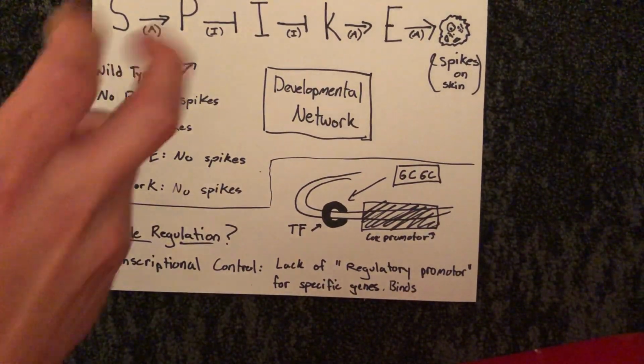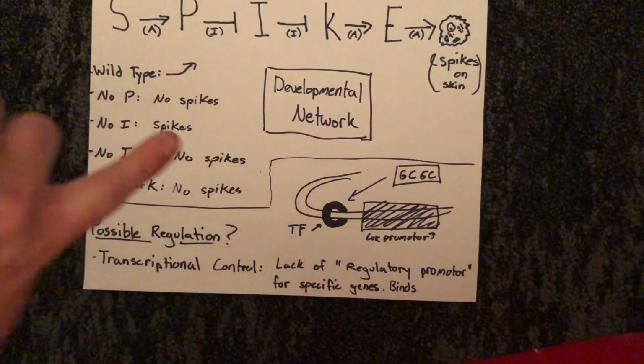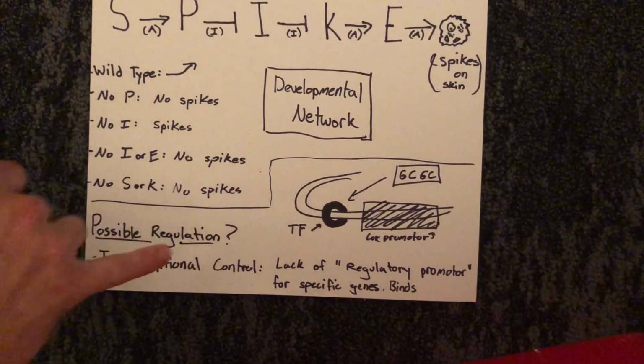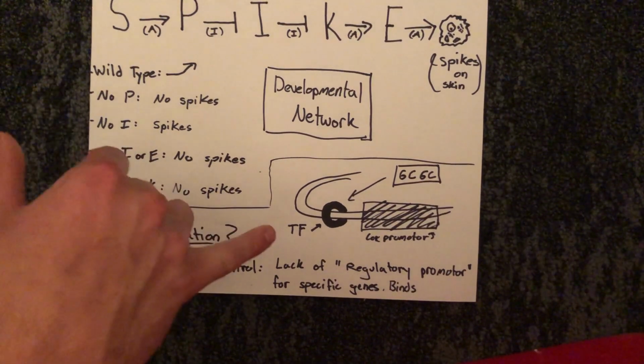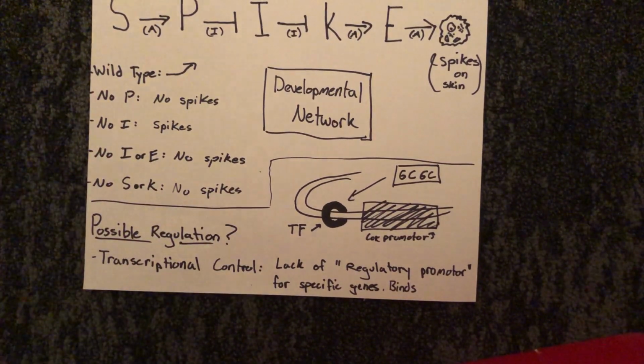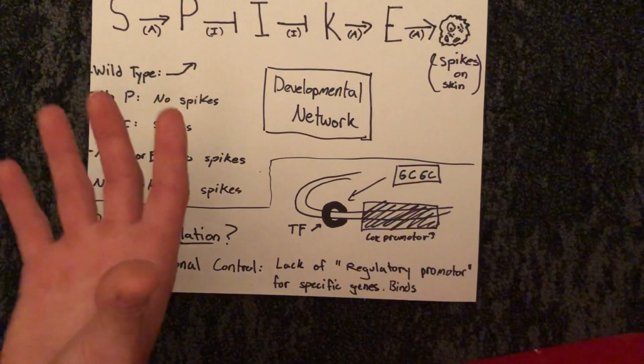a type of transcriptional control could be a regulatory promoter that actually promotes the attachment and binding of the core promoter, which is the promoter that's actually going to express the gene in the end.